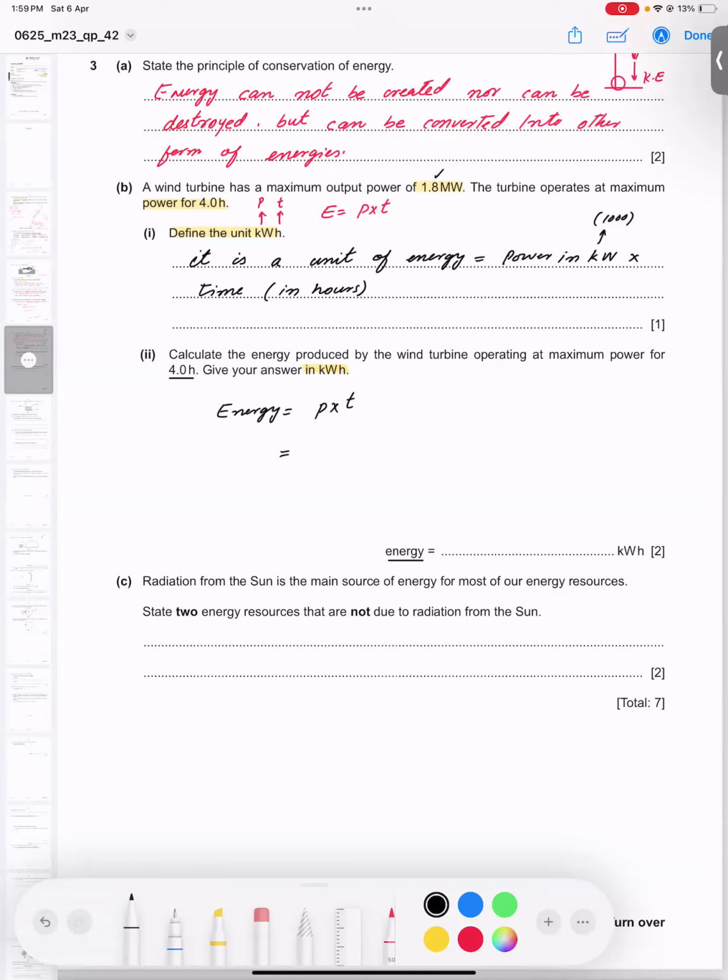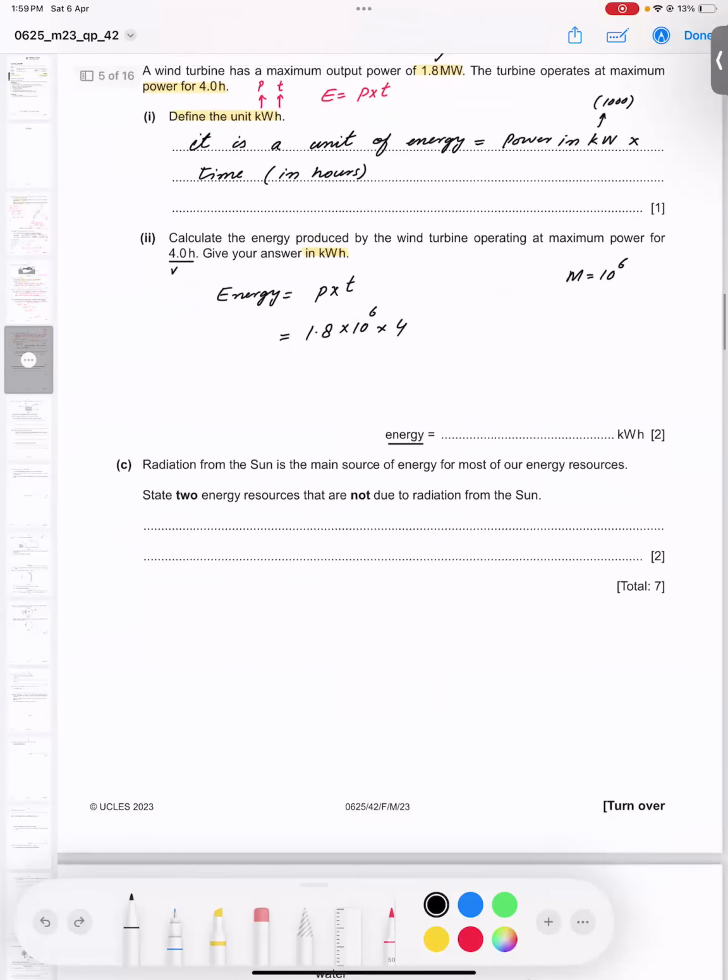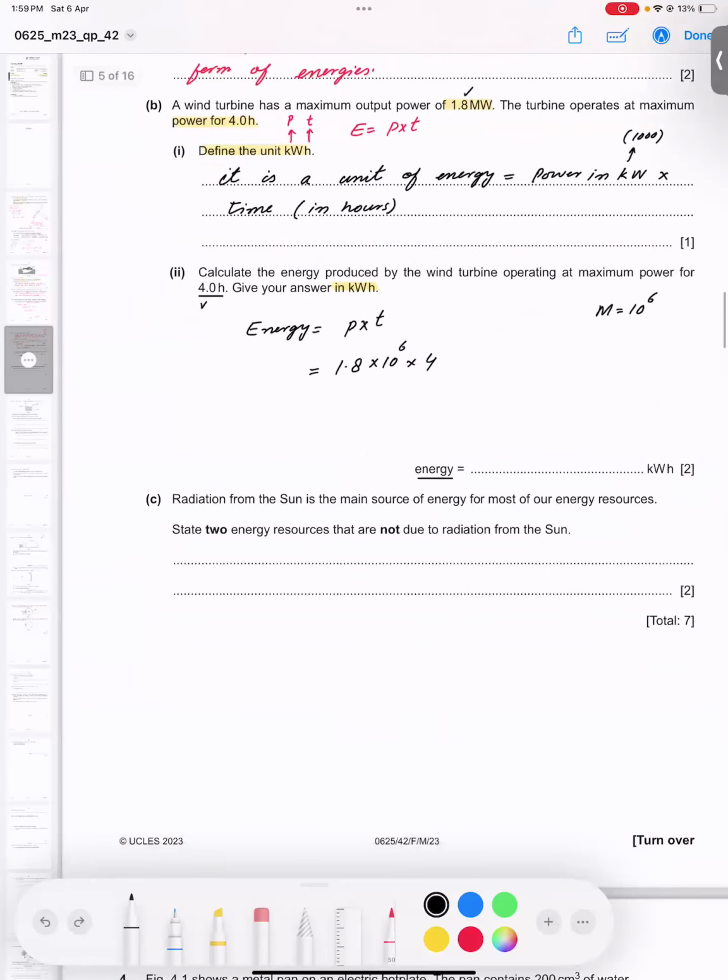Power is given to us as 1.8 megawatt. You know well that mega is equal to 10 raised to the power 6. So 1.8 times 10 raised to the power 6, multiplied by the time, which must be in hours, and that is already given in hours, so it will be 4. When you multiply, you will get the answer 7200000.